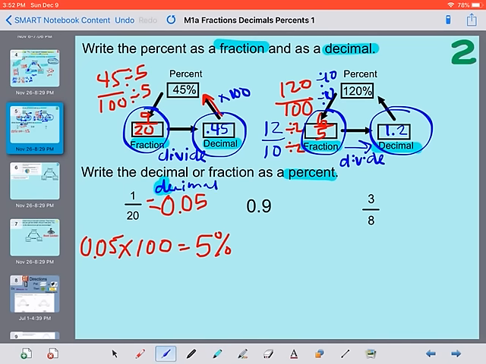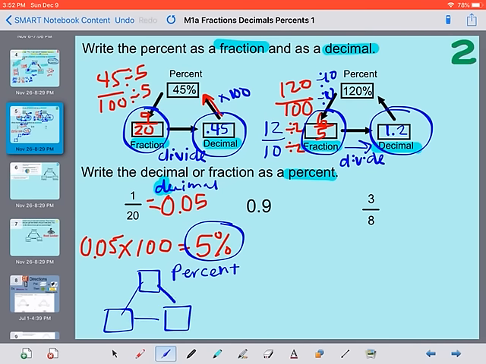And then multiply by 100 to get to the percent. If you used your triangle here, we went from the fraction 1/20th, divided and got 0.05, and then multiplied by 100 to get 5%. So let's take a look at the next one.